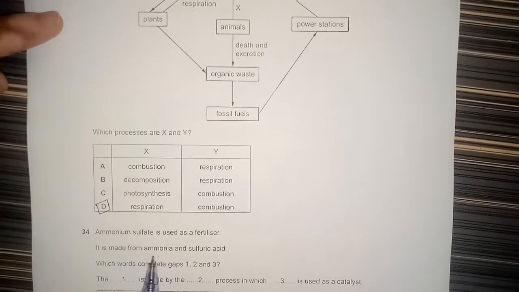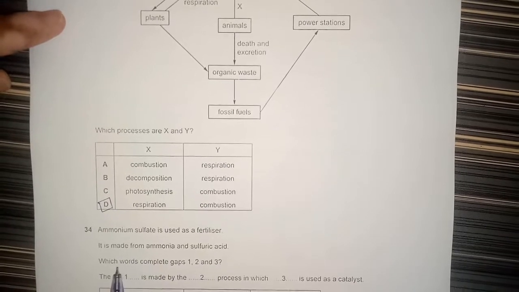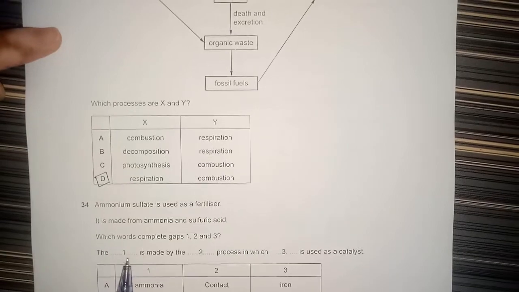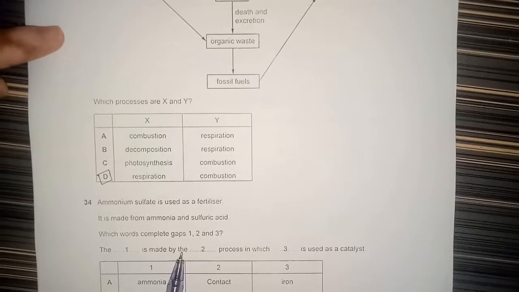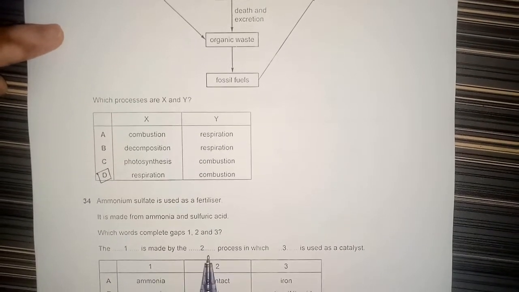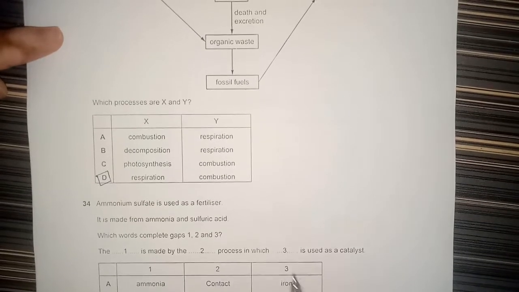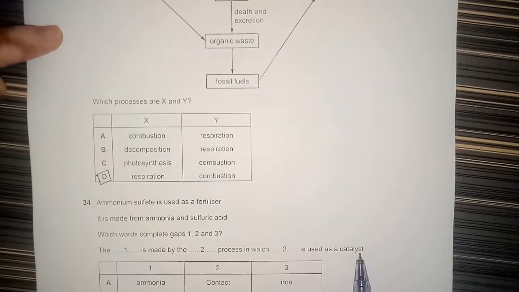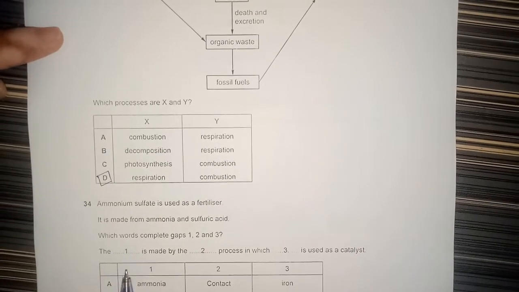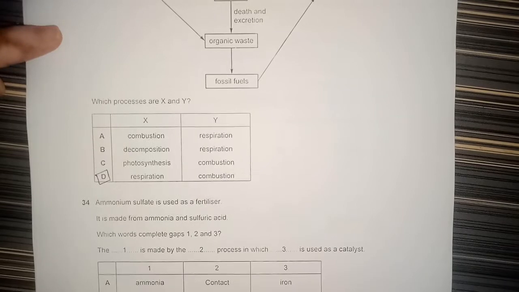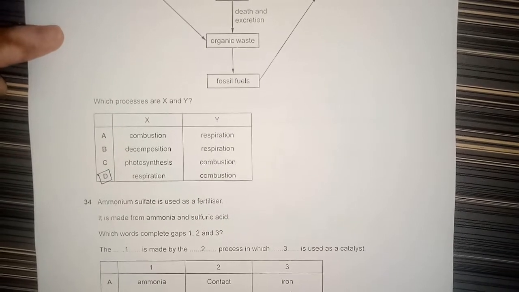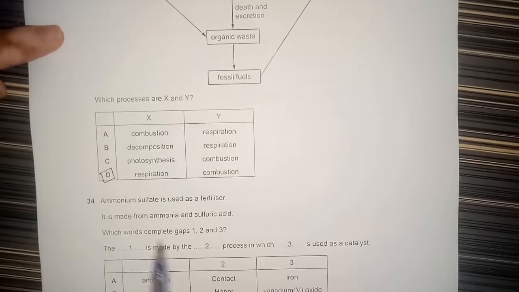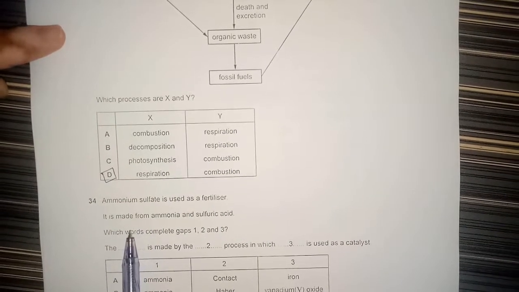It is made for ammonia and sulfuric acid, which complete gaps 1, 2 and 3. Ammonia is made by the Haber process, in which iron is used as a catalyst. So we can say ammonia, Haber process and iron. And no, this is not true, so we just have ammonia and sulfate.